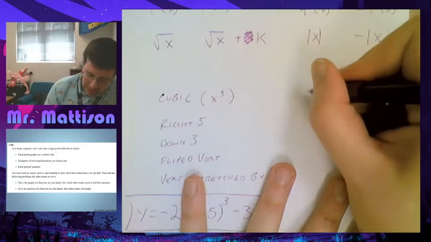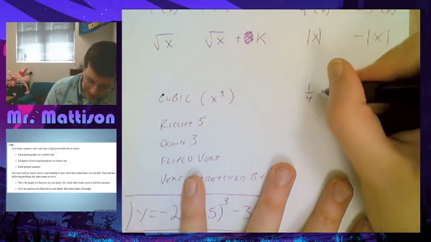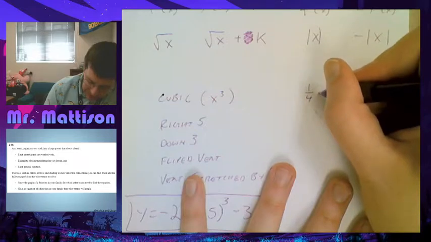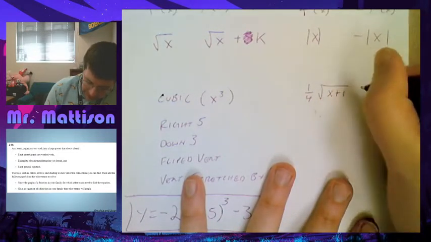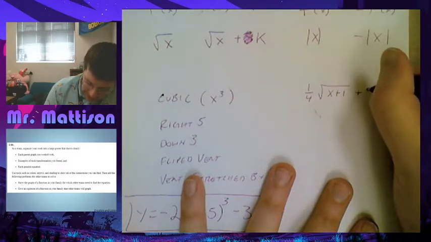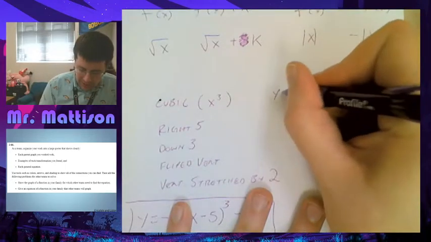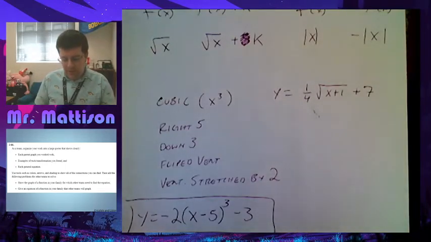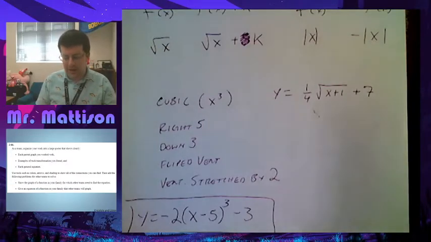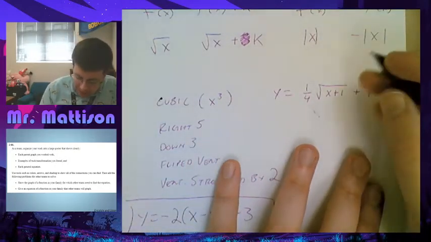What if I give you 1/4 times the square root of x plus 1, plus 7 on the outside? So I can say, hey, what does this graph look like? Well, it's a square root function, but how is it altered? Go and pause and write and tell me how this gets shifted. Go.